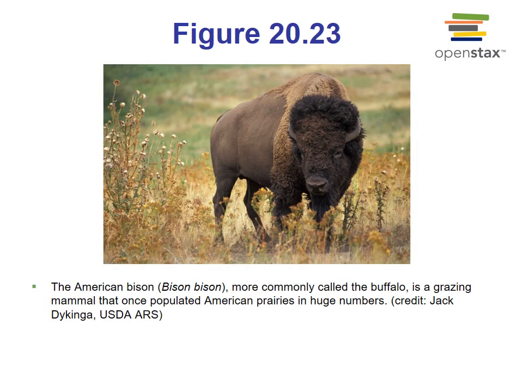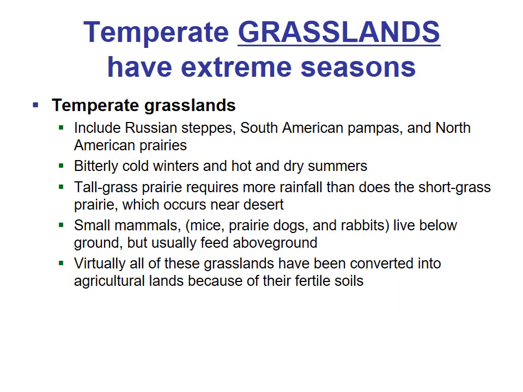We're going to move on to the temperate grasslands, of which the American prairies are a great example. And you can see that this is a habitat that does have a large herbivore. However, the variety found here is going to be much less than what we found on the savannas. The temperate grasslands include the Russian steppes, the South American pampas, and the North American prairies. They are characterized by cold winters and hot, dry summers.